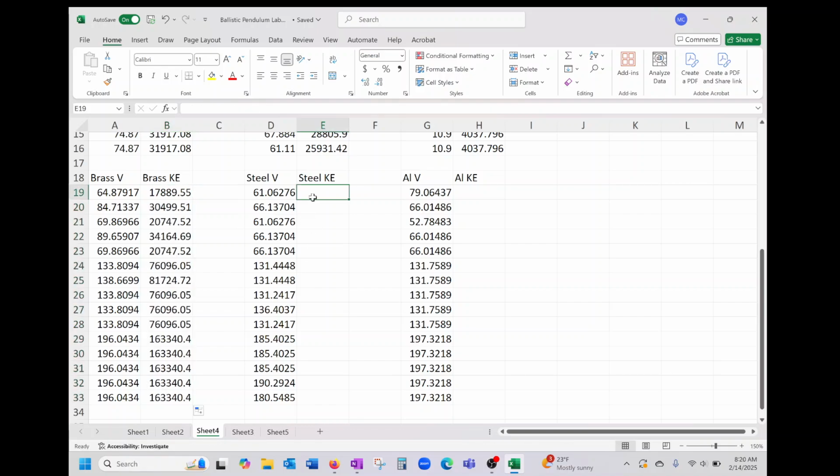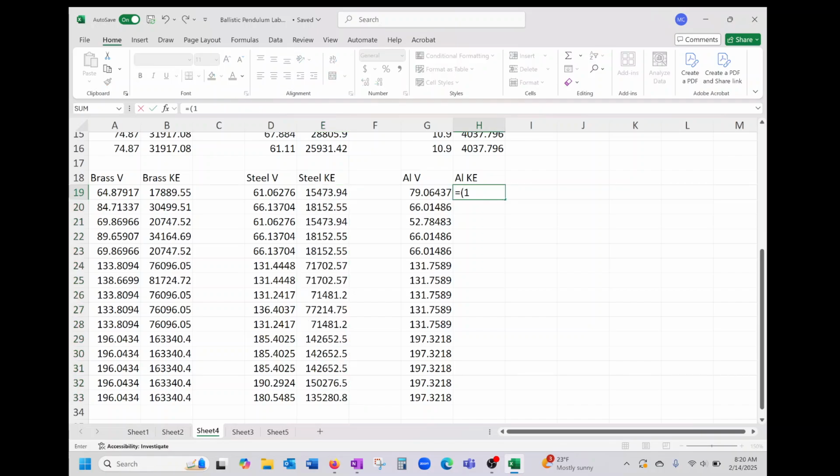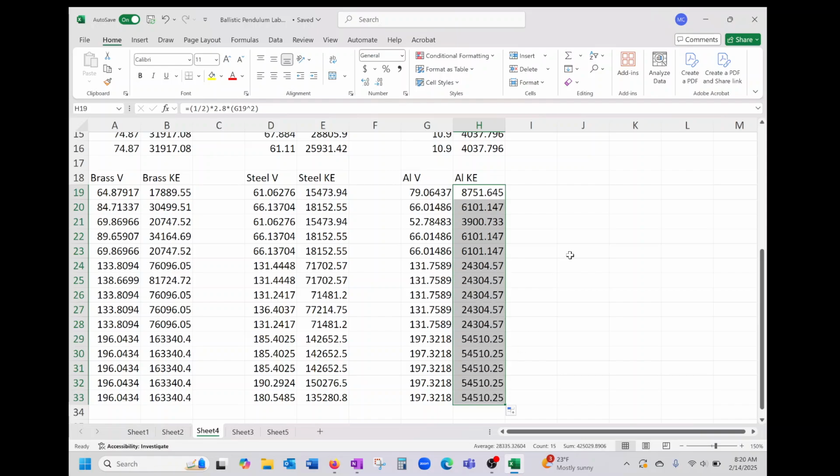So we'll drag that down and then equals, I'll do 1/2 times 8.3 times, parentheses, the velocity, power of 2, hit enter, and then we're going to bring those down. And then finally we do equals 1/2 times the ball mass, 2.8, times the velocity to the power of 2, hit enter, and bring those down as well. So there are our kinetic energies. So we've done all the math that's necessary here.